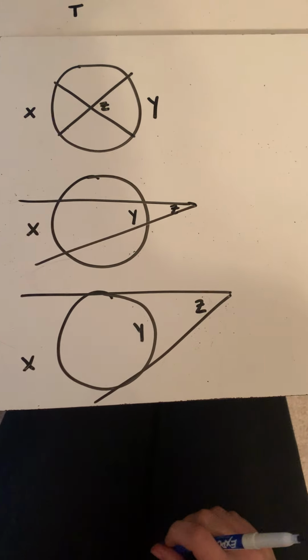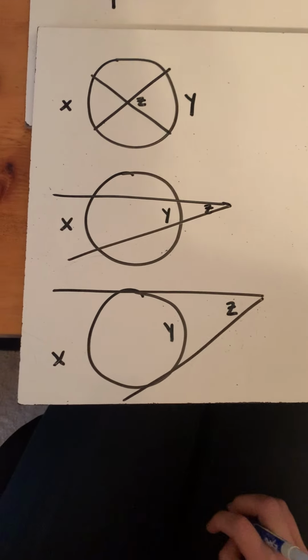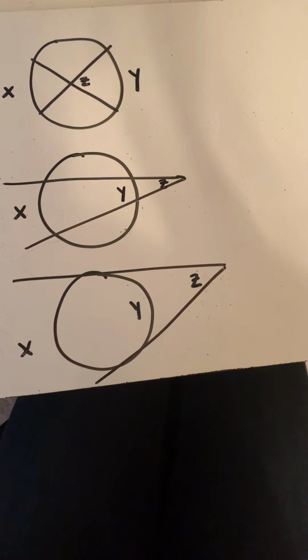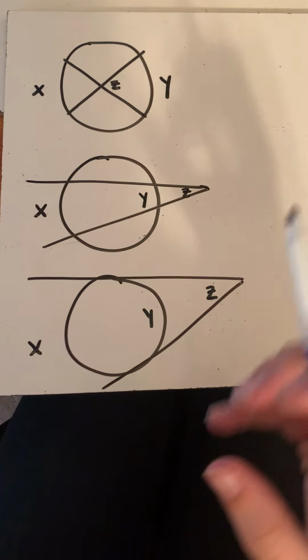All right, so this video is probably gonna be a little bit longer. There's a lot going on in this unit. This one's gonna be angles of intersecting secants and tangents. This one has a lot of set rules. So what I'm gonna do is go through the rules real quick.